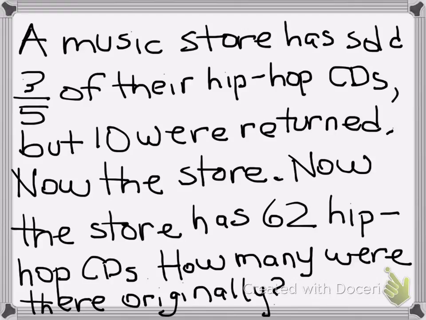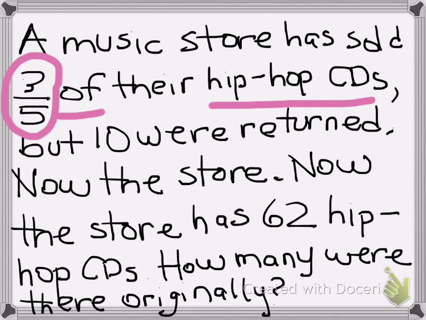For this word problem, we're going to try to come up with an equation first and then solve. So we need to look for keywords in this problem to help us come up with our equation. So we're starting with a music store has sold 3/5 of their hip-hop CDs. So the word of stands out to me. Same with a number always stands out to me. So 3/5 of. That's getting me thinking that that's going to be 3/5 times something. And then it says something about hip-hop CDs.